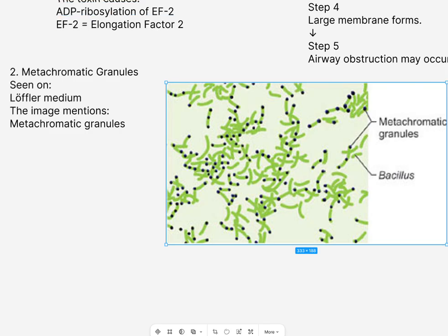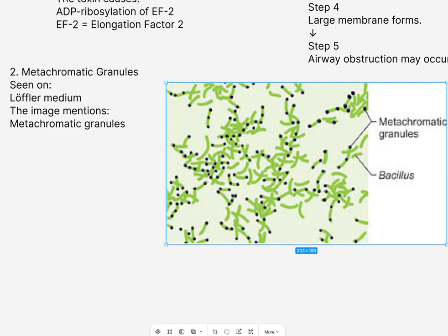These are the metachromatic granules of Corynebacterium diphtheriae. They appear blue and red. Here you can see them. They're not red here, they're blue and green, but usually they stain differently, and they're called metachromatic because they change their color. They stain a different color than expected.